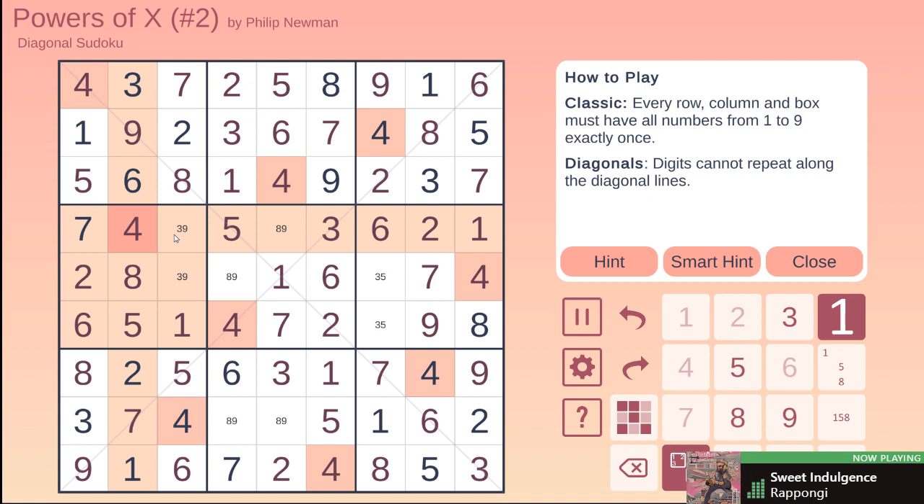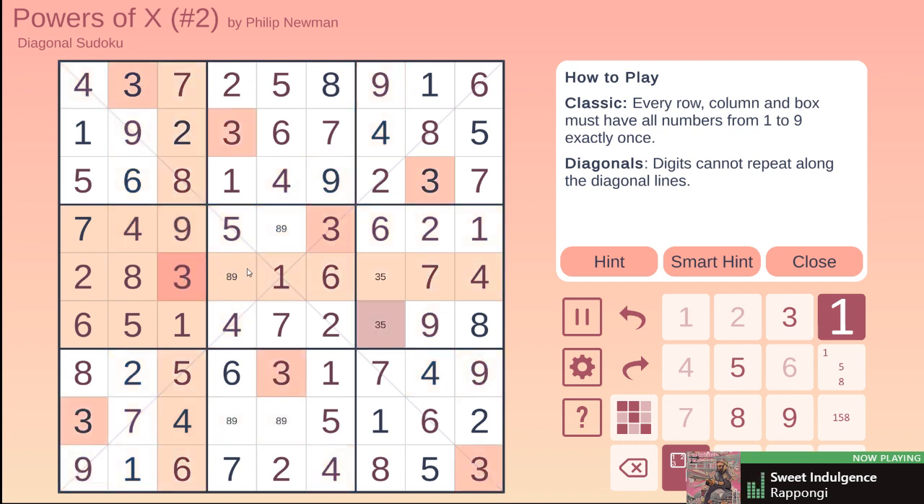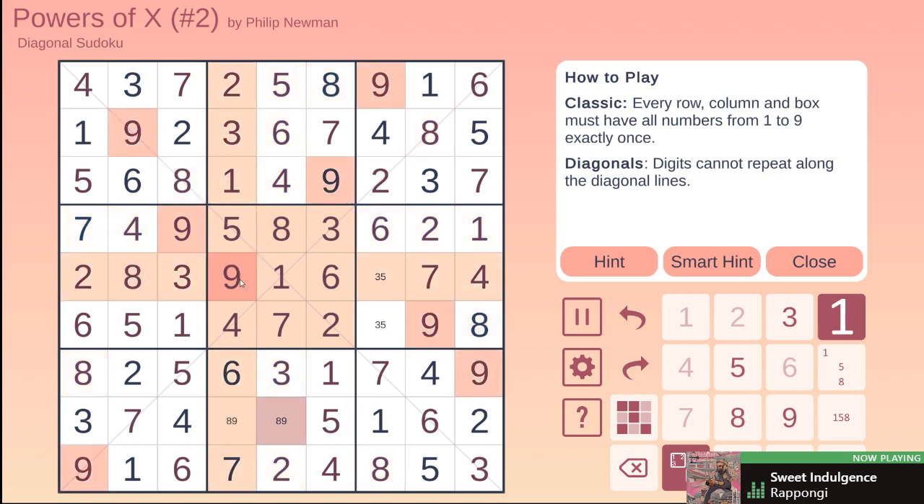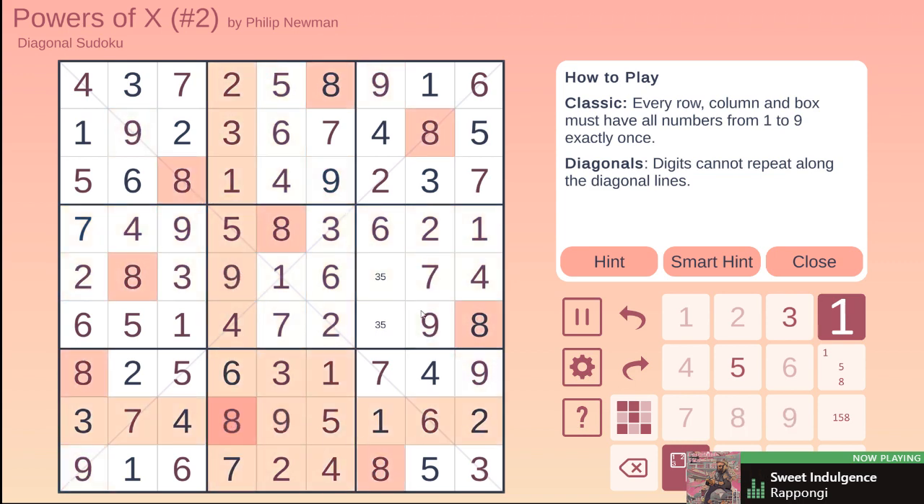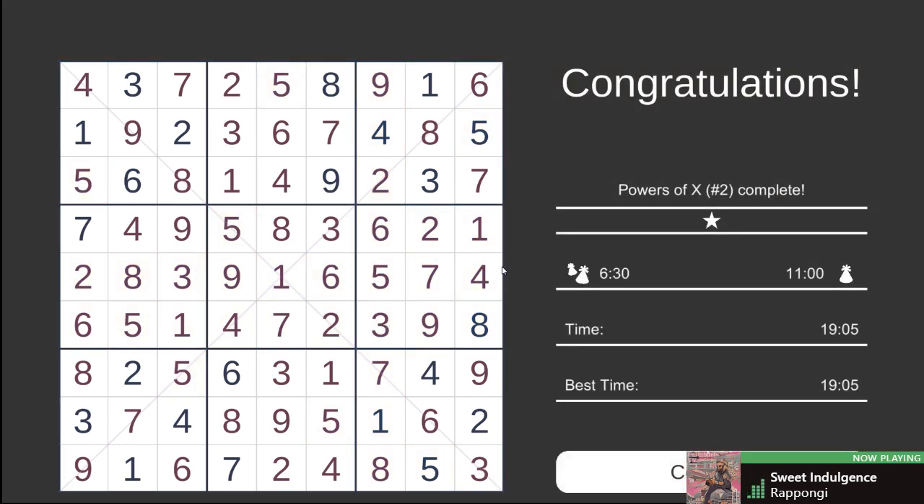3-9, 8-9. So this is a 9. This is a 3. This is an 8. This is a 9. This is a 9. This is an 8. This is a 5. This is a 3. That was good.